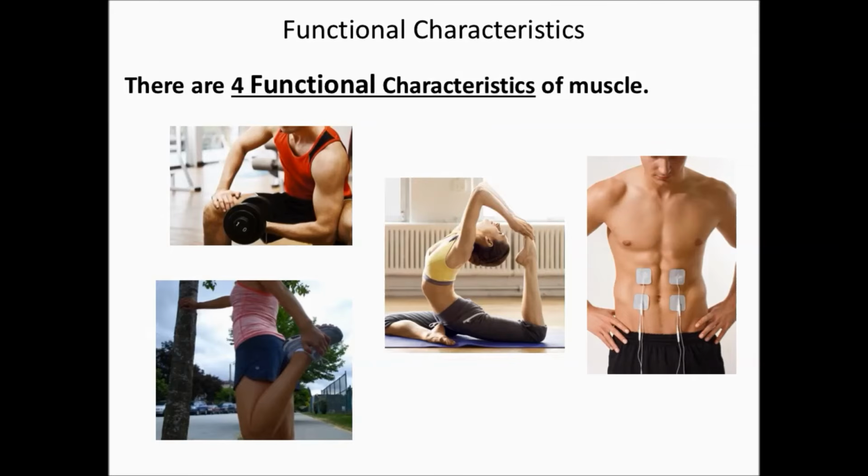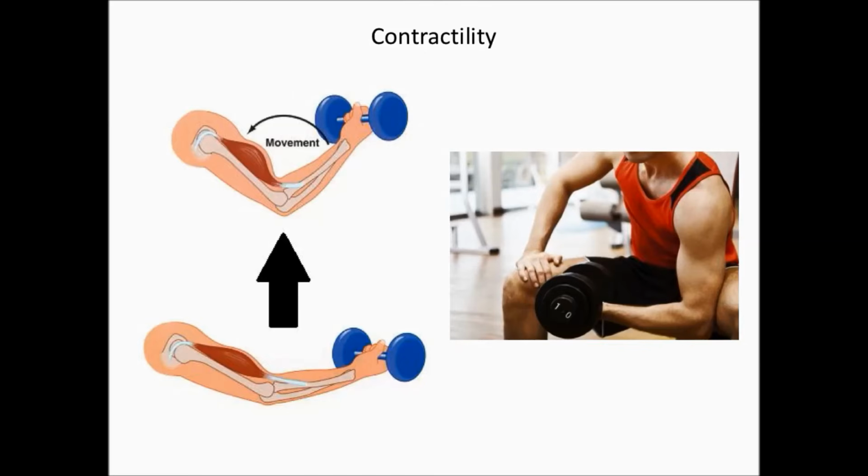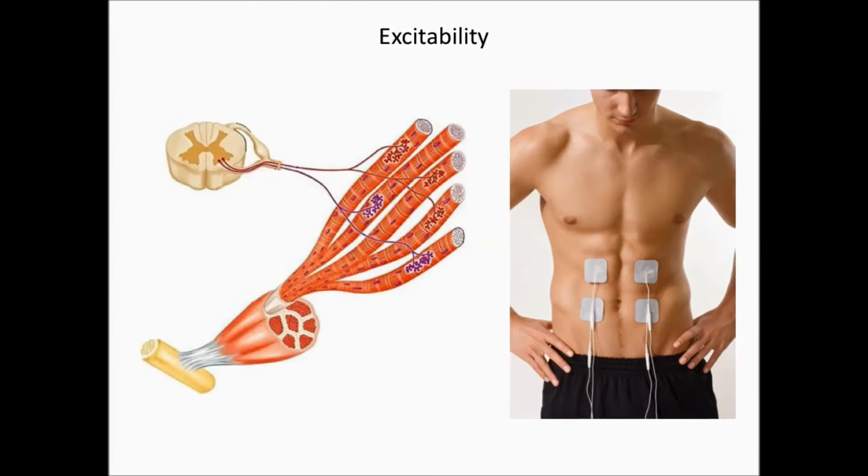Next, we discuss the 4 functional characteristics of muscle. The first functional characteristic is contractility. Muscle has the ability to shorten in length to generate a force. The next functional characteristic is excitability. Muscle has the ability to respond to an electrical impulse or an action potential.